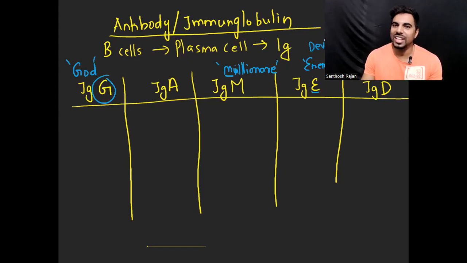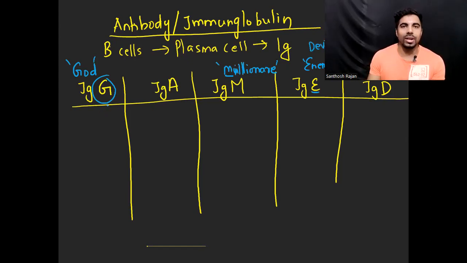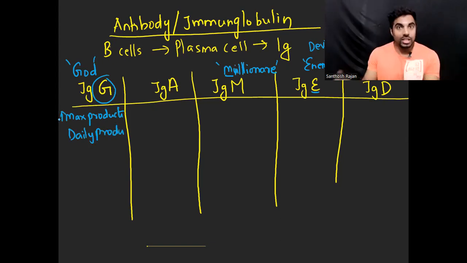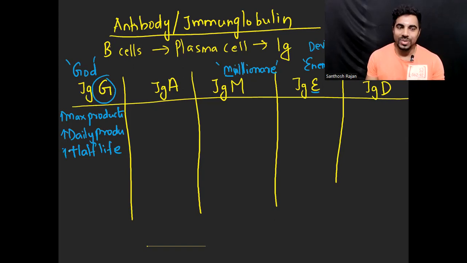We call it enemy, okay, that's it. This is a clue for you. Now remember G, what are the things? Maximum production, God. So it is maximum production, daily production, everything is high for your God. God is maximum. He is the one producing everything in the world, right? So maximum production, daily production, and of course, God never dies, right? He is always there. So maximum half-life, okay? Half-life maximum for your G, okay?